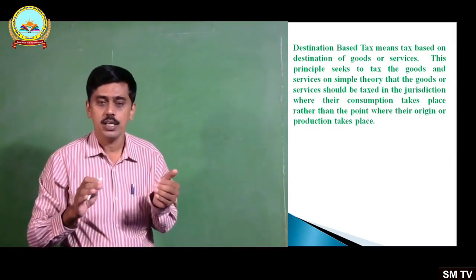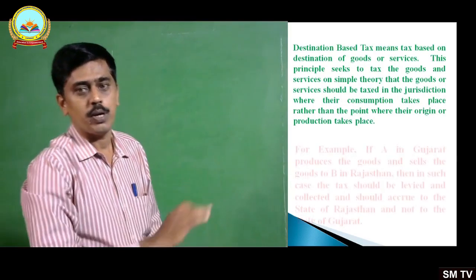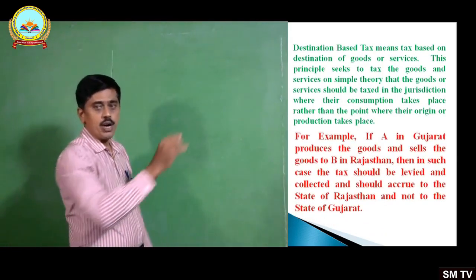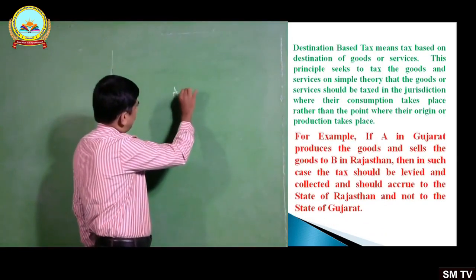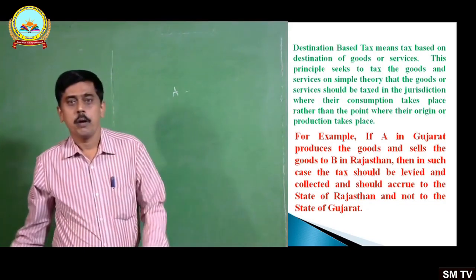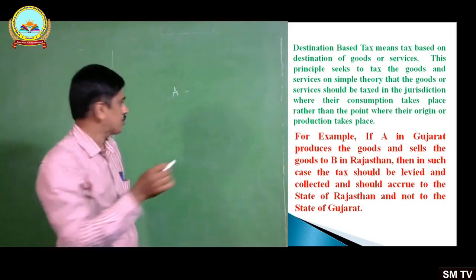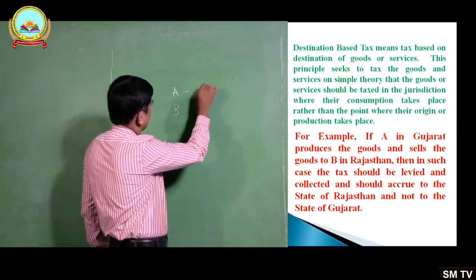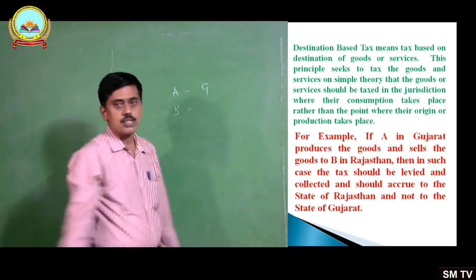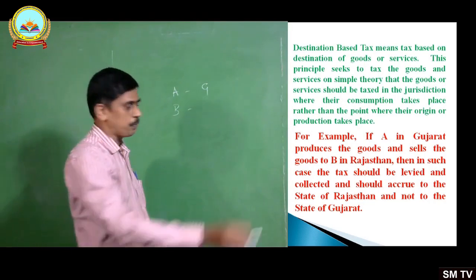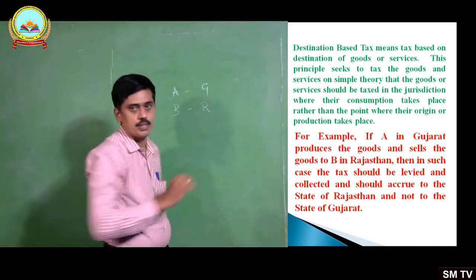Take for example, A of Gujarat produces and sells goods to B of Rajasthan.